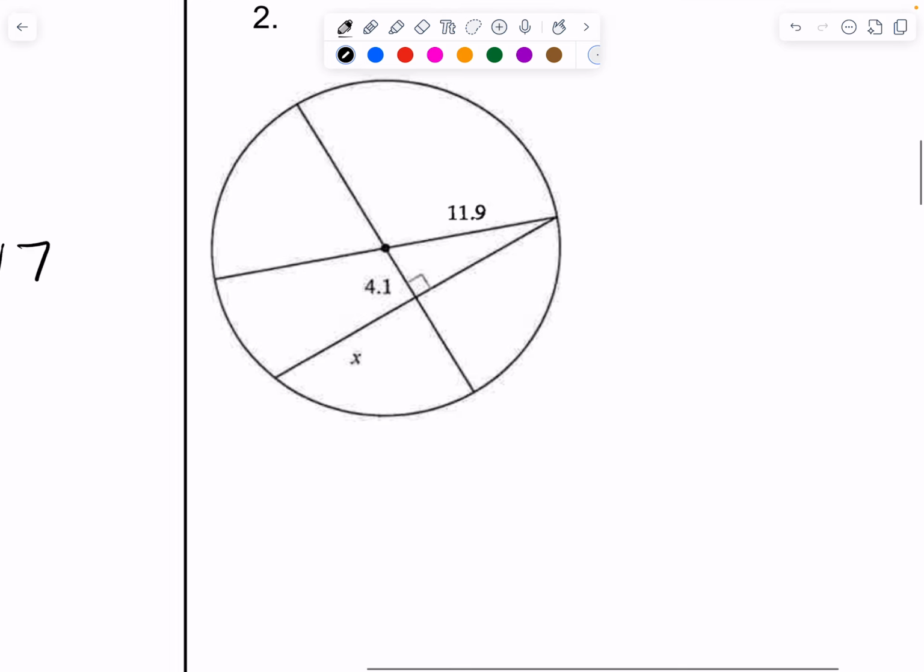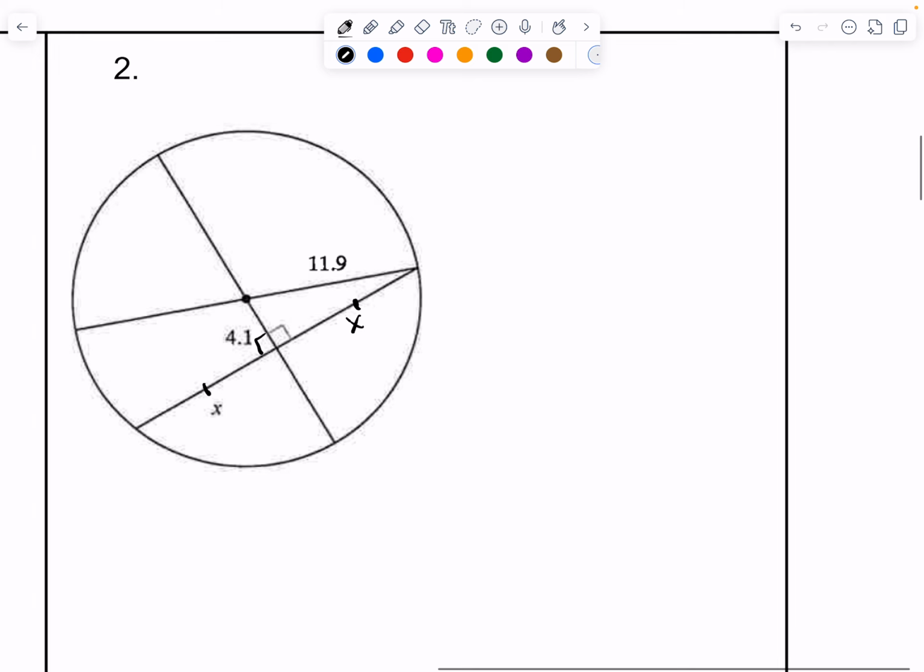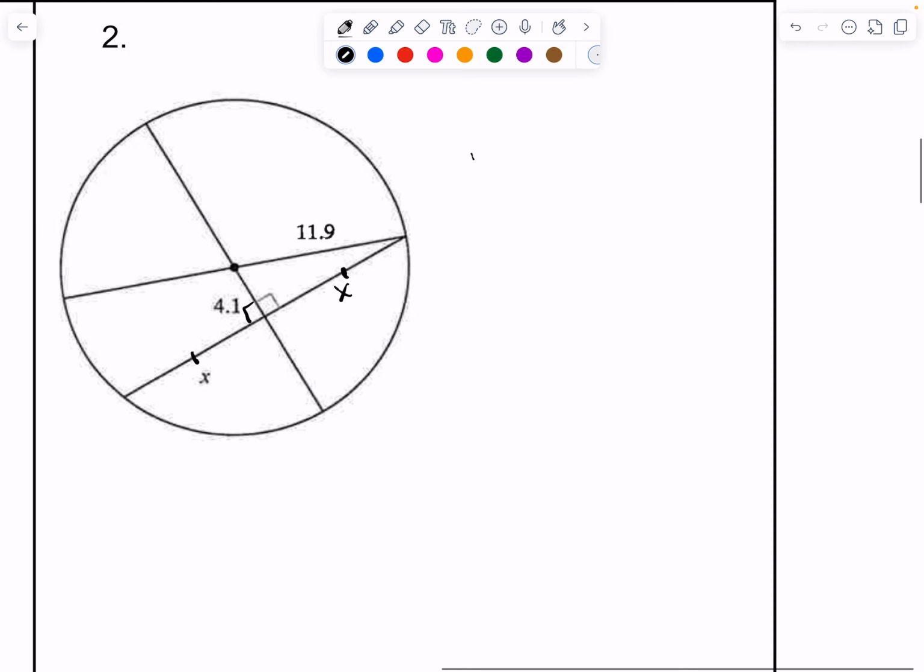Okay, number two. So kind of a similar figure to what we just had there. We have that right angle. We know that this and this are going to be the same, so I'm going to write an x over here. So we have three sides of a right triangle. We have two of them that we know. We can find the third one. So a squared plus b squared equals c squared. So I'll do x squared plus 4.1 squared equals the hypotenuse 11.9 squared.